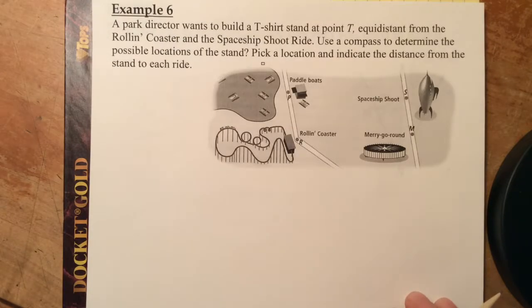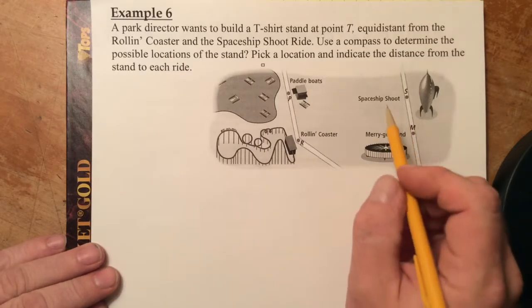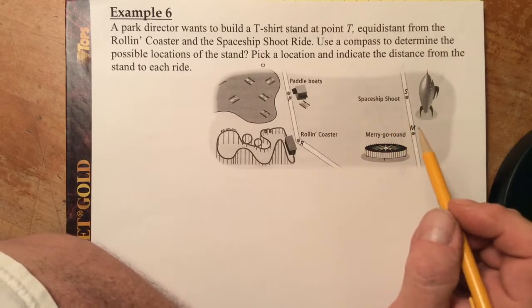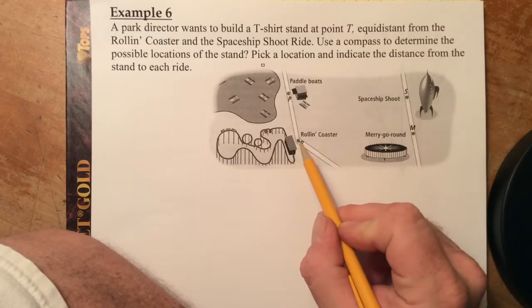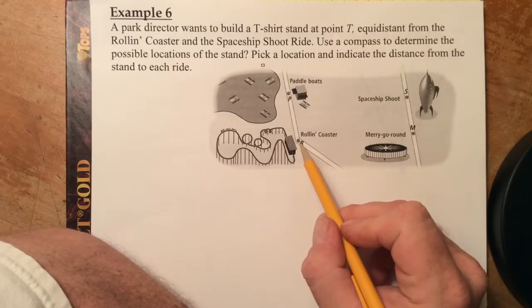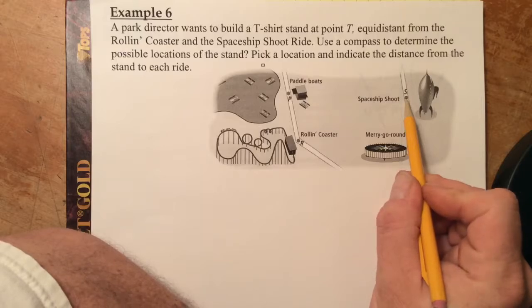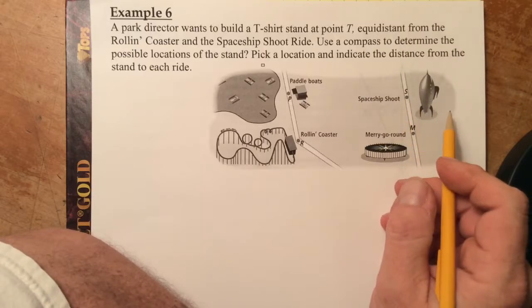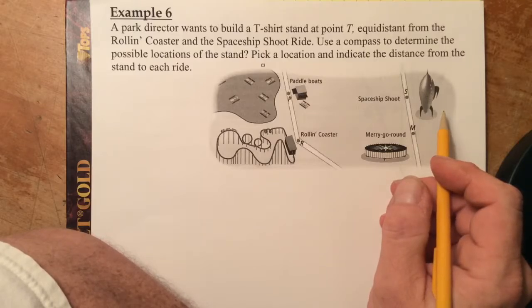Example 6. A park director wants to build a t-shirt stand at point T. And this point T is equidistant from the roller coaster ride, which is here at R, and the spaceship chute ride, right over here at S. Use a compass to determine the possible locations of the t-shirt stand. Pick a location and then indicate the distance from the stand to each ride.